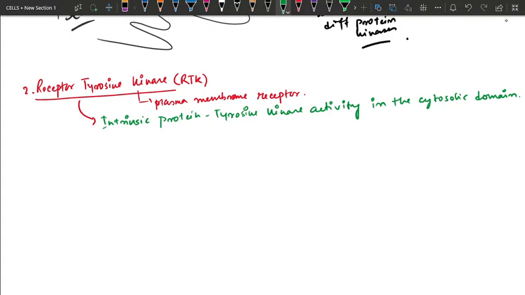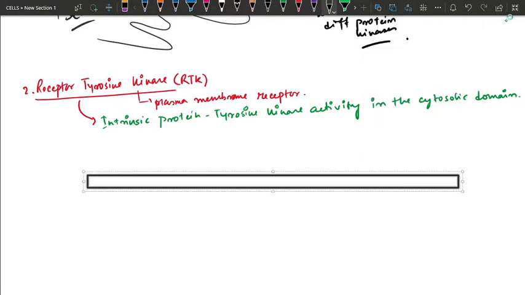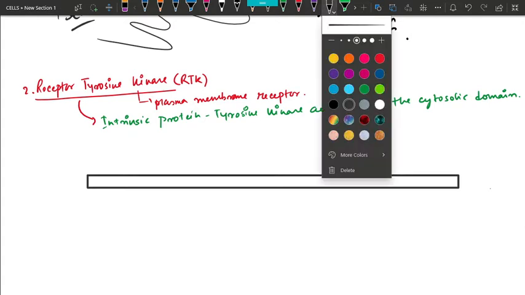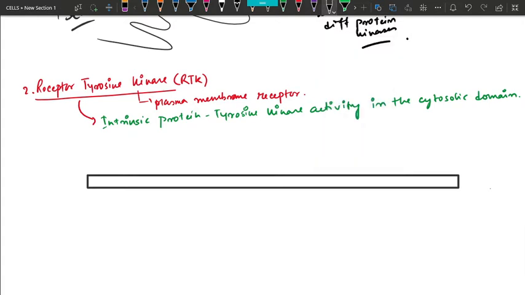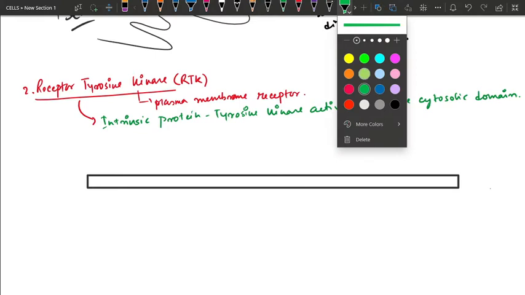Now I'll just explain that. Suppose this is the membrane, and these kind of receptors are single transmembrane spanning receptors. They are not 7 pass receptors, they are single pass receptors. So they have only one membrane spanning domain, that is the alpha helix domain. We'll draw it in this way.